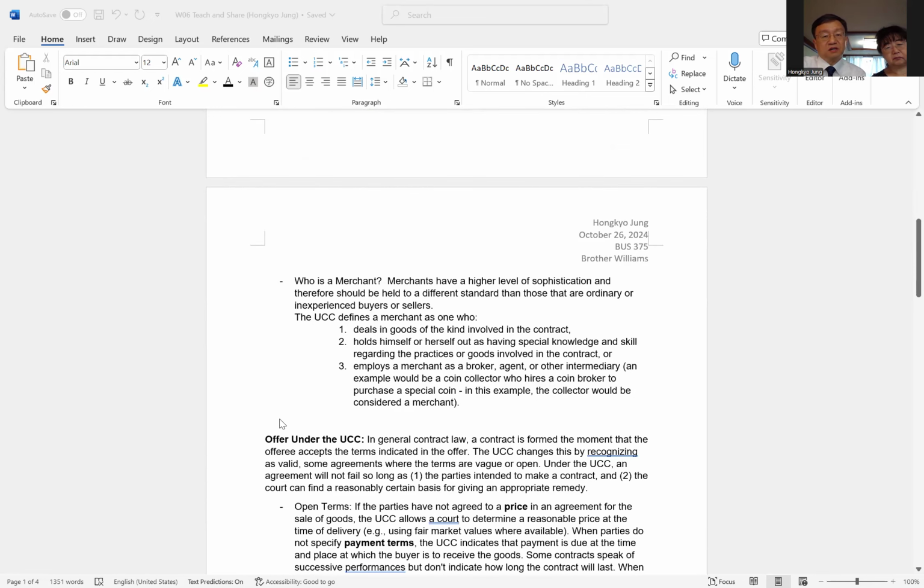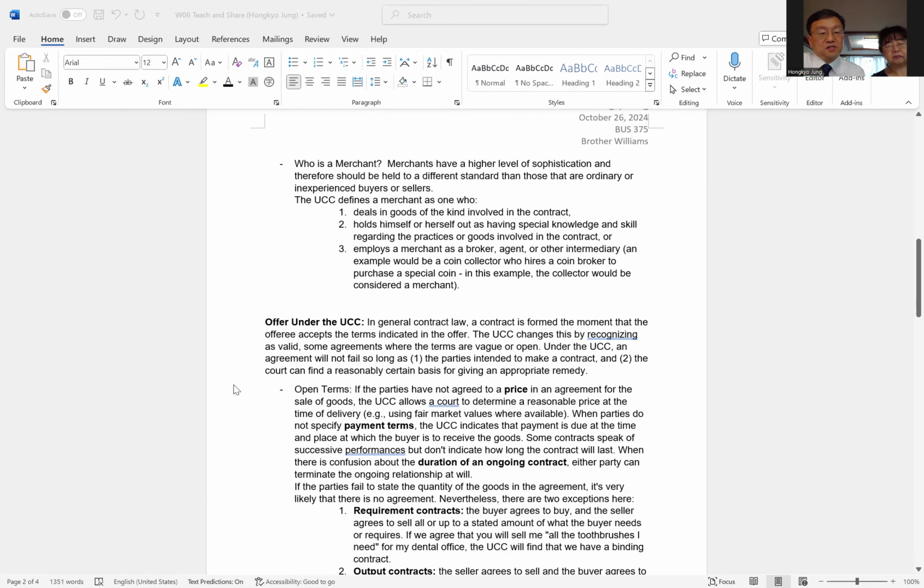Who is a merchant? Merchants have a higher level of sophistication and therefore should be held to a different standard than ordinary or inexperienced buyers or sellers. The UCC defines a merchant as one who deals in goods of the kind involved in the contract, holds himself or herself out as having special knowledge and skill regarding the practices or goods involved in the contract, or employs a merchant as a broker, agent, or other intermediary. An example would be a coin collector who hires a coin broker to purchase a special coin. In this example, the collector would be considered a merchant.